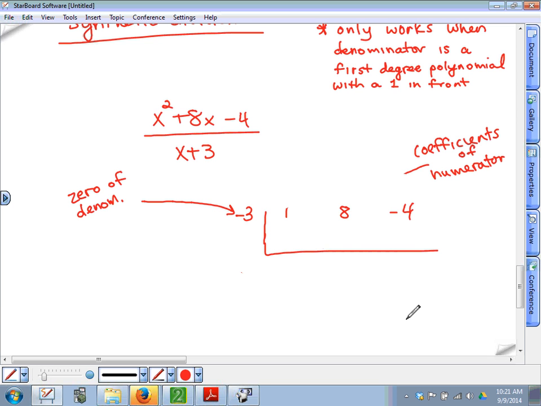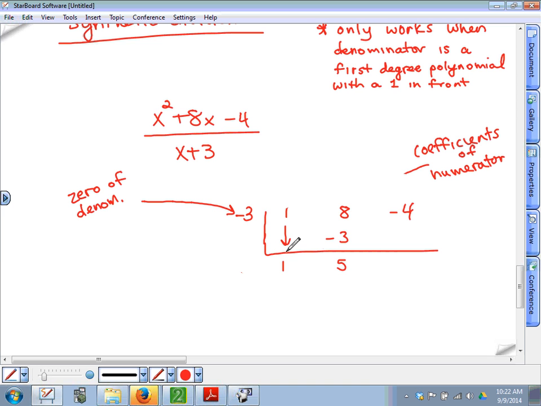Right, and here's the process. And again, we'll go slow on the first couple, but once you get this down, it's real quick. You always start by dropping that 1 down to the very bottom right here. Now, numbers on the outside always multiply. These two numbers are on the outside, so they multiply. -3 times 1 is? So I'm going to write that -3 right here underneath the 8. Where did -3 come from? -3 times 1.